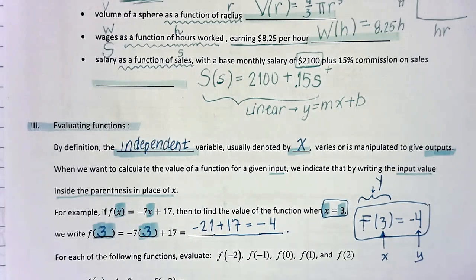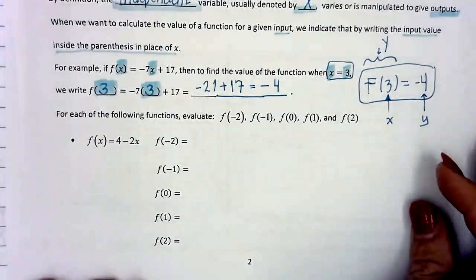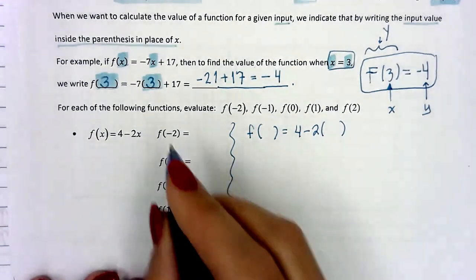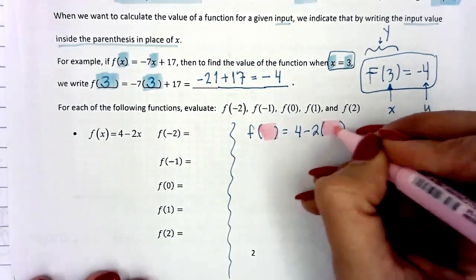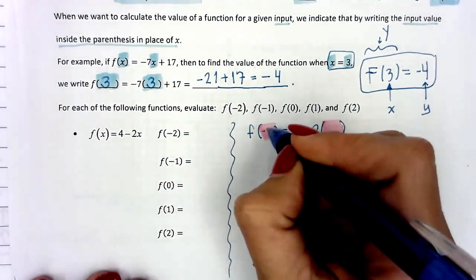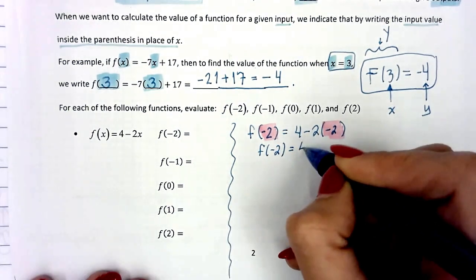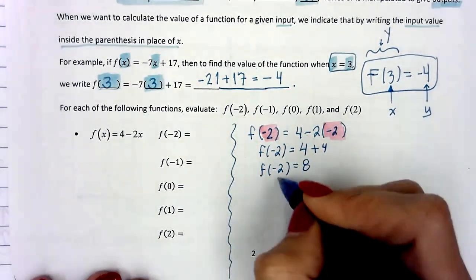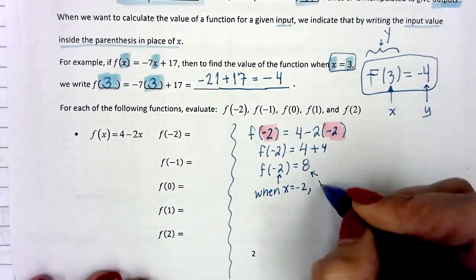So for each of the following functions, evaluate. We have to find f of negative 2, negative 1, 0, 1, and 2. So f of x equals 4 minus 2x. And I want to find f of negative 2. That means I'm going to fill in a negative 2 to every available opening. Sometimes you just have one, and sometimes you have several. So negative 2 is going to go right inside here and here. f of negative 2, I'm going to write again. I'm going to drop that down every step of the way. 4 plus 4, so f of negative 2 equals 8. What does that mean? When x equals negative 2, y equals 8.